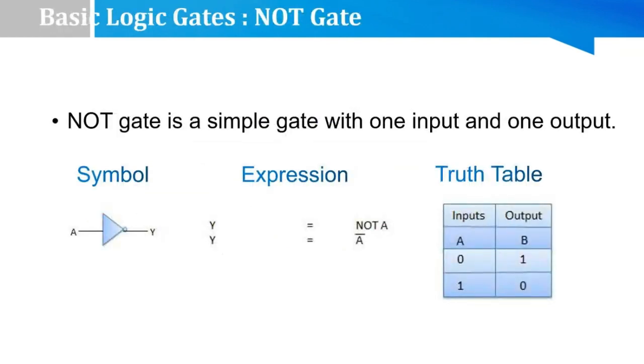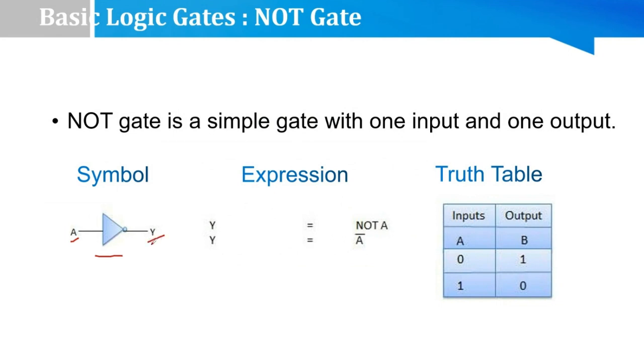So here you can see the NOT gate. The NOT gate will have only one input and one output. Here you can see, just a minute. This is the symbol of the NOT gate. It will have one input and one output.